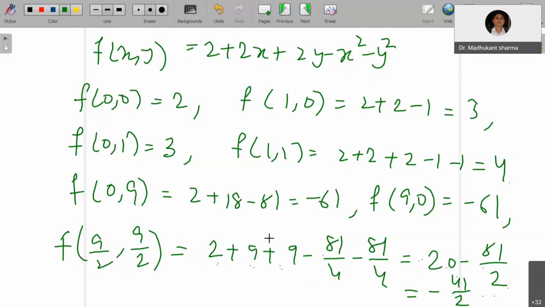Okay, so now you can look at which will be the maximum value here, the positive value. This is the maximum. So f at 1 1 is going to attain the maximum value. What will be the minimum? This is minus 61.